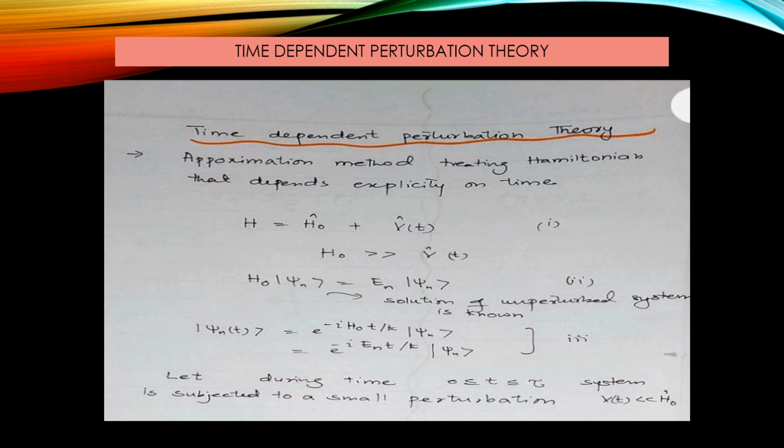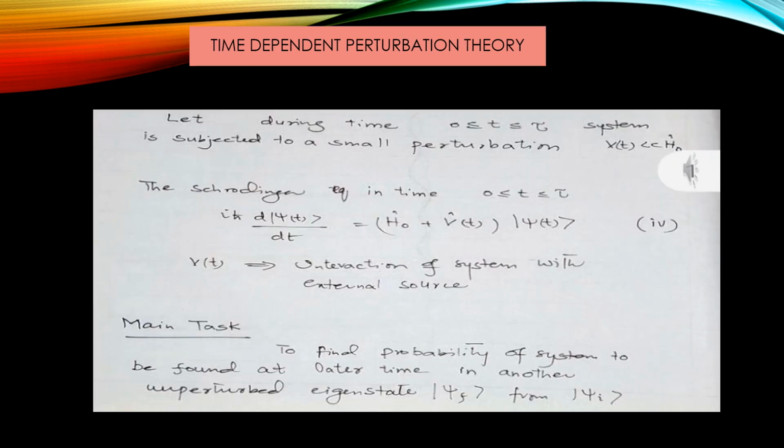Let us consider a system subjected to a small perturbation for a time tau. The Schrodinger equation in time 0 to tau can be written as in equation 4. You know in the Schrodinger picture, the state vector only evolves with time, but here you can see the operator H naught plus V is also dependent on time. So this problem will be solved in the interaction picture.